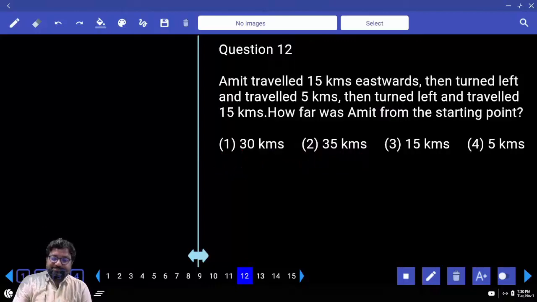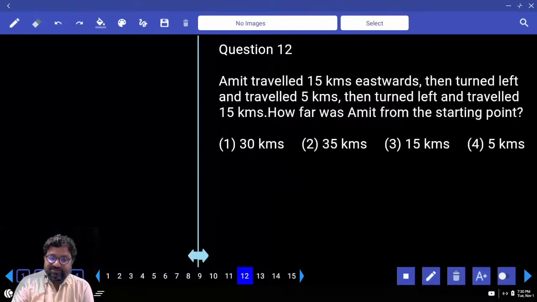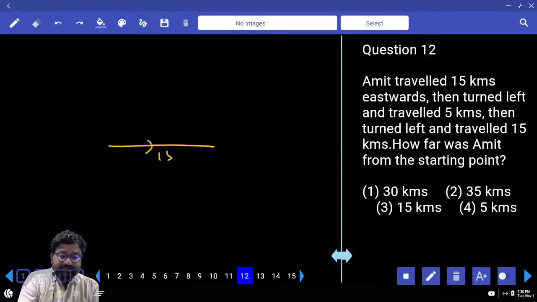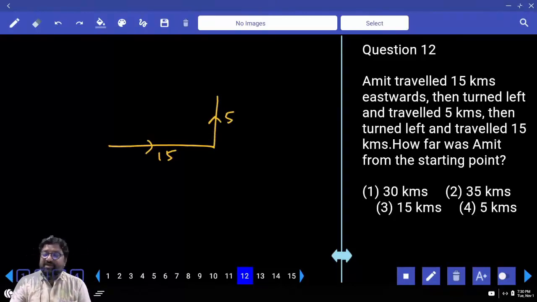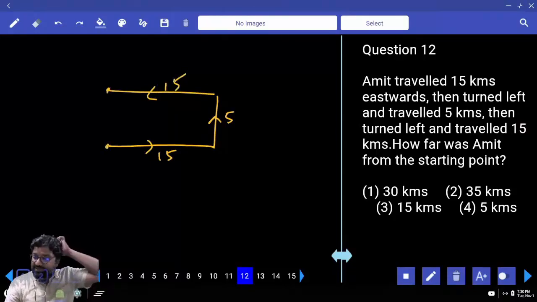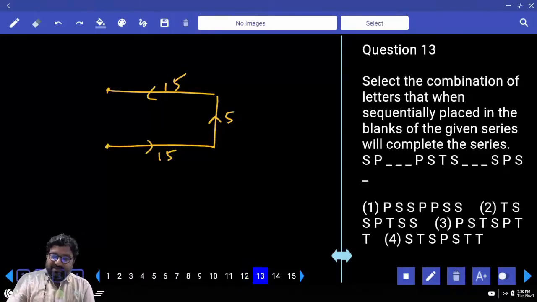Good. Next. Let's go for this question here. Select the combination. What's happening here? I think I'm missing one question. Amit traveled 15 kilometers towards east. Then turn left to travel 5 kilometers. Then turn left again to travel 15 kilometers. I need to stop exactly in the place where he has started. Question: how far was he from the starting point? What's the answer? 5.